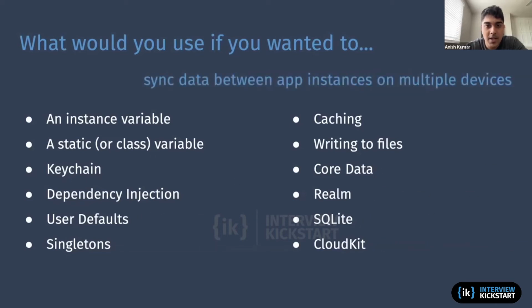What would you use to sync data between app instances on multiple devices? That was something that Brian, you were talking about, right? If you just have iOS apps on your iPad and iPhone, how would you sync data between them? So what are some of the strategies you can think of out of these?